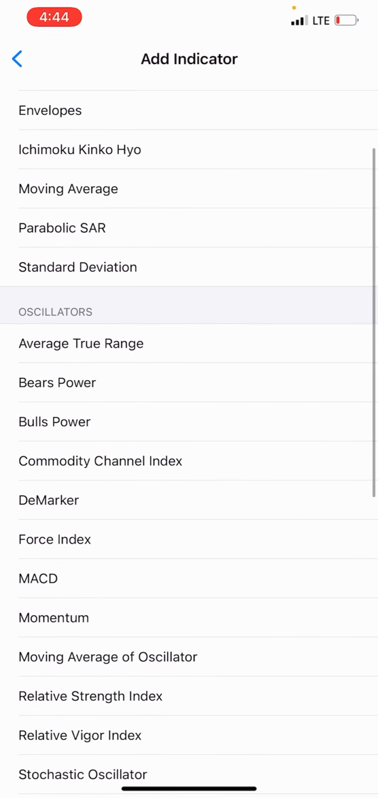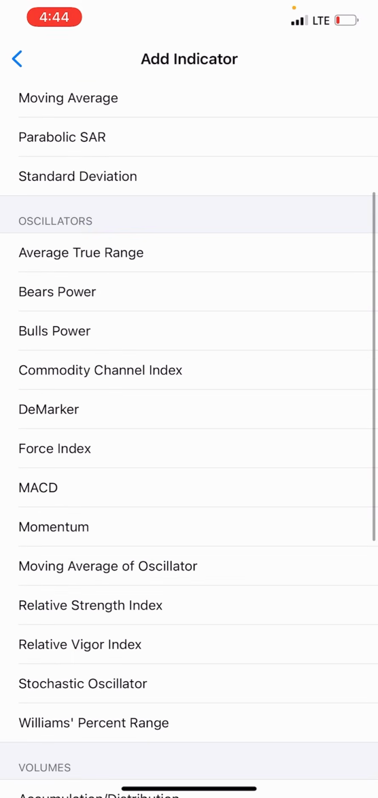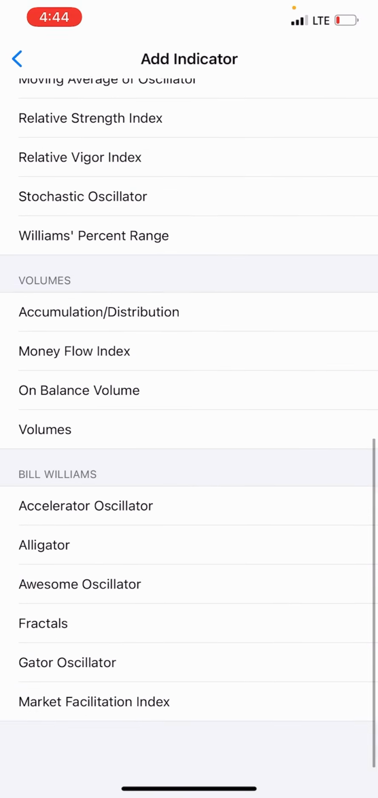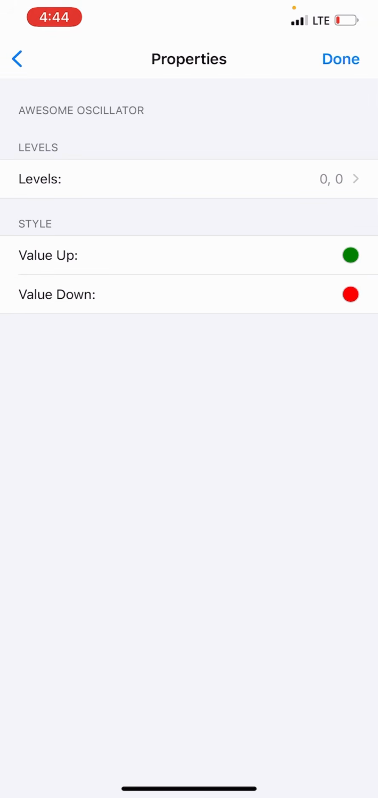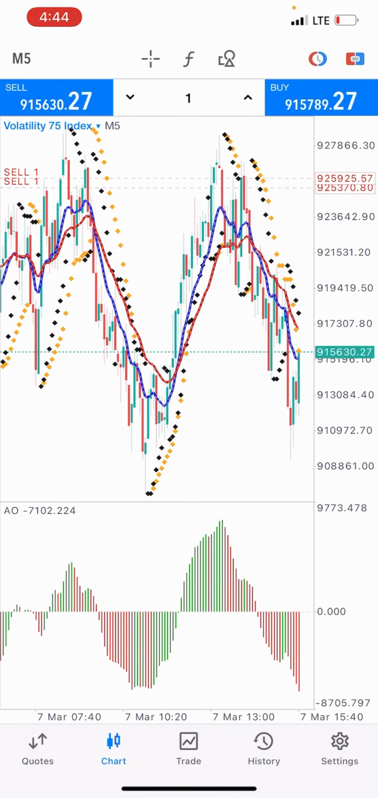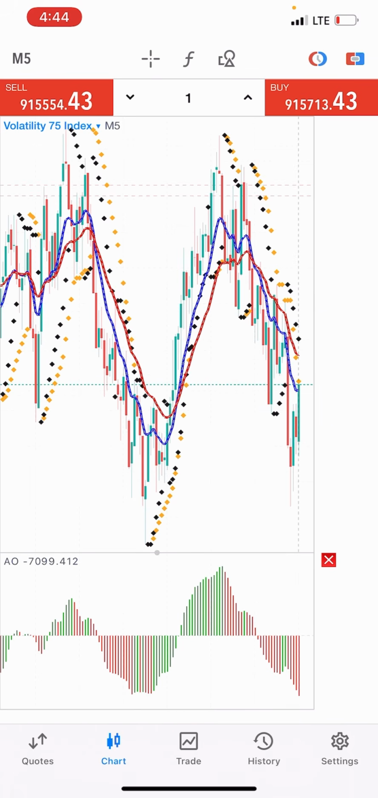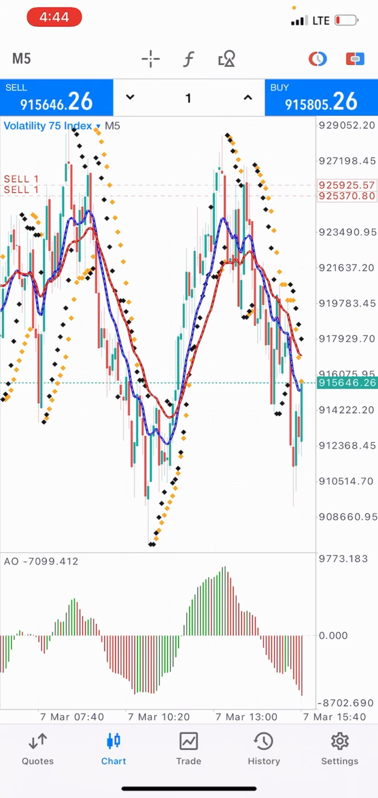Awesome oscillator, you don't need to change anything. For the values up and down, you use a green and a red, click and done. We're good to go. And push it down a bit. Okay, this is the strategy, guys.